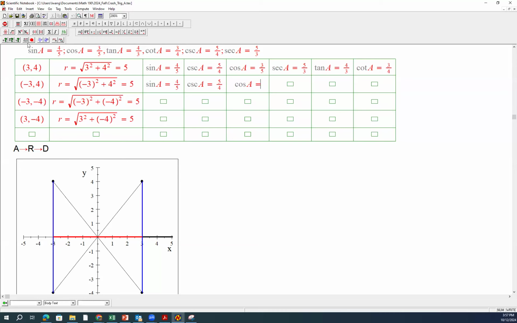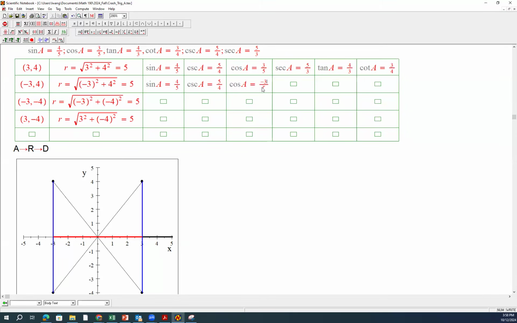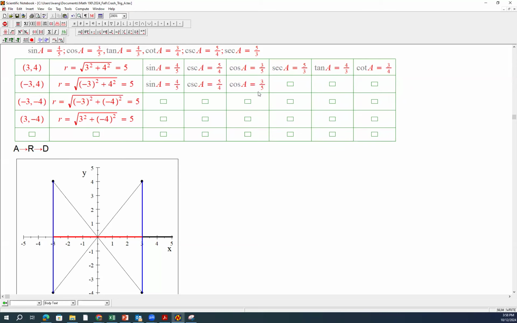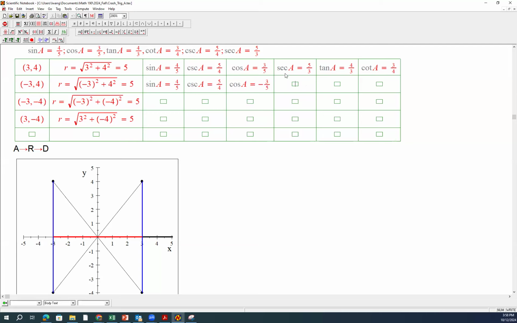And cosine of A equals, cosine of A is x over r, right? So x in this case is -3. So we're going to put in -3 over r, which is 5. So it's -3 over 5. We can put a negative sign in front of it. And secant of A, of course, this is the other angle that terminates over there. That's going to be negative 5/3.